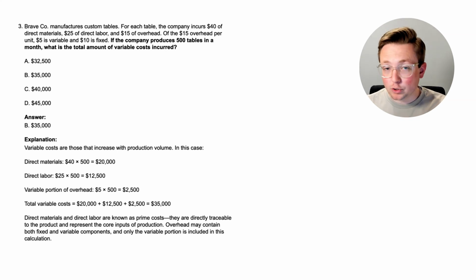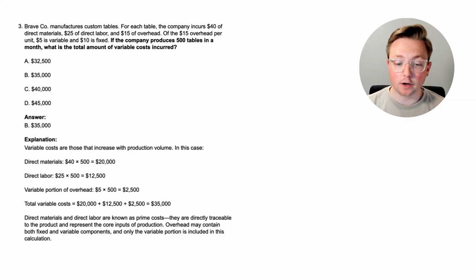Direct materials and direct labor are known as prime costs, and you might very well see that word in the exam. So remember, direct materials, direct labor are prime costs, and the reason they're called that is they are directly traceable to the product and represent the core inputs of production. Like they are the prime costs that go directly into making something. Overhead may contain both fixed and variable components, and only the variable portion is included in this calculation. And again, I talked about how overhead can be either or. So with that, we had a little bit more practice with calculating variable costs. Now let's go to the next question.